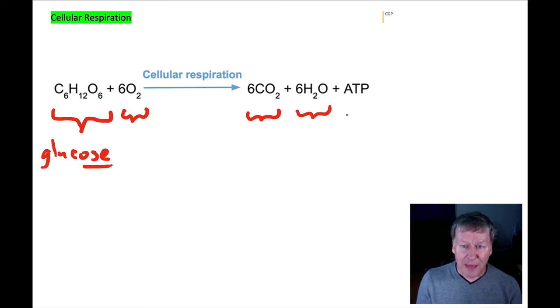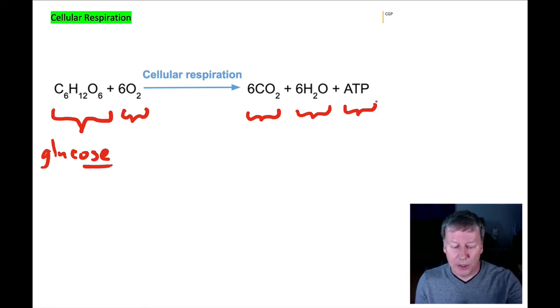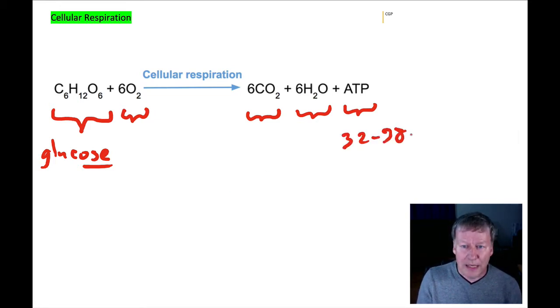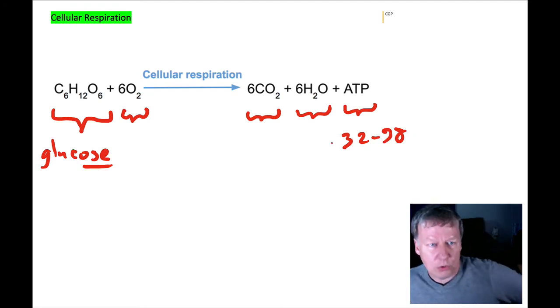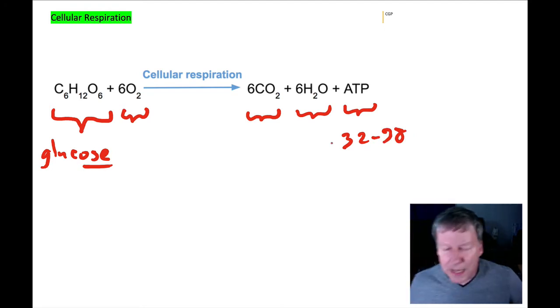The final thing we have is ATP. ATP molecules are energy storage molecules, and we produce, the number varies in estimates, somewhere between 32 and 38 ATP molecules from a single glucose. You will never be asked on the AP test exactly how many are produced overall because there's some debate, but that's the ballpark to give you an idea.